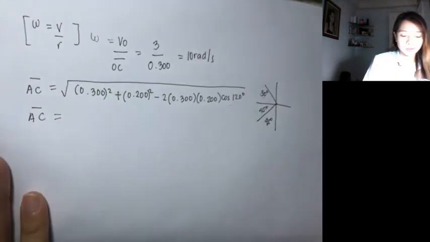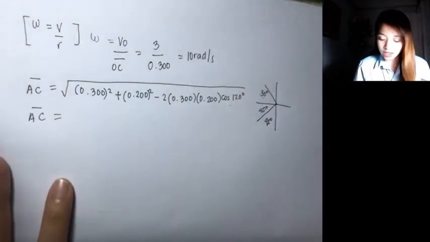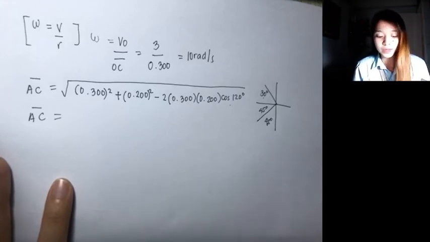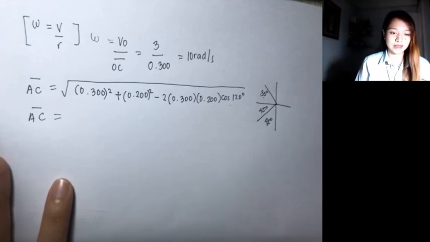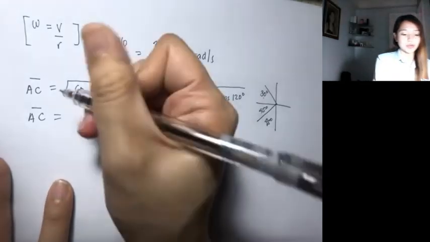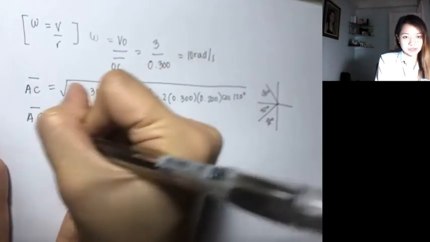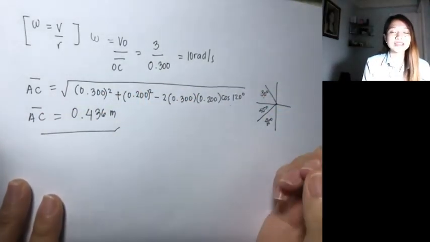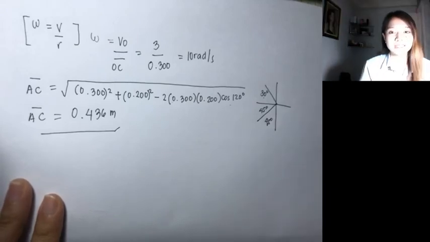Further solving this, the square root of 0.300 squared plus 0.200 squared minus 2 times 0.300 times 0.200 cosine 120, we can now get the value of 0.436 meters. So that is our line AC, guys. Therefore, we can now get the velocity of A.